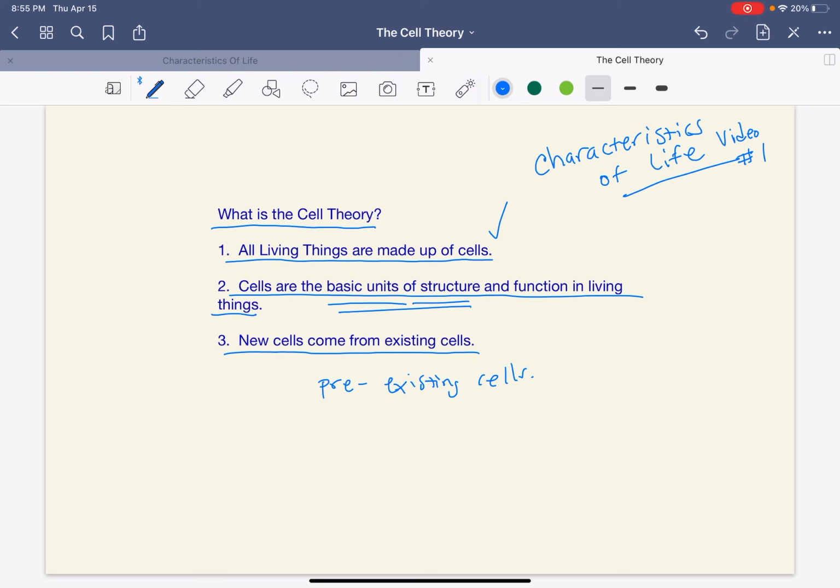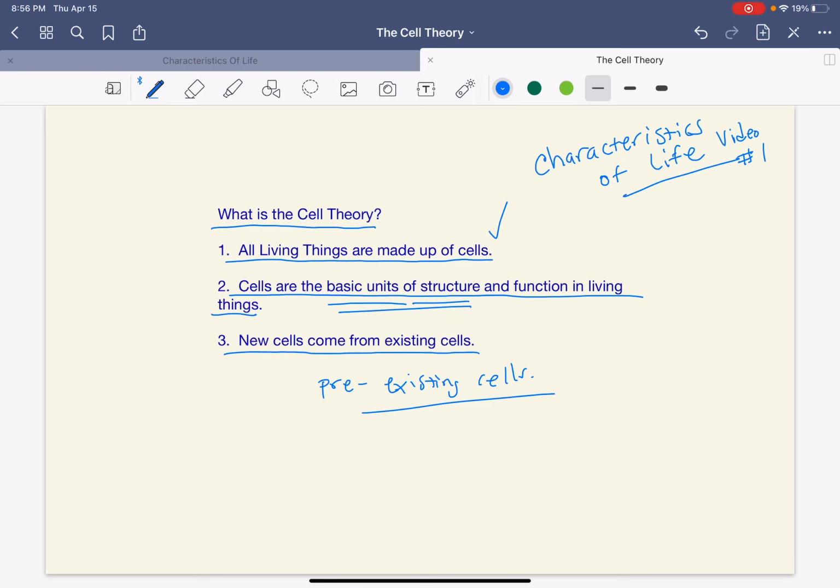So this means that you came from your mom, who came from your grandmother, who came from your great-grandmother, and so forth. So cells don't just come up out of anything. It's a theory that used to be called spontaneous generation, and that was disproven. So cells come from pre-existing cells.